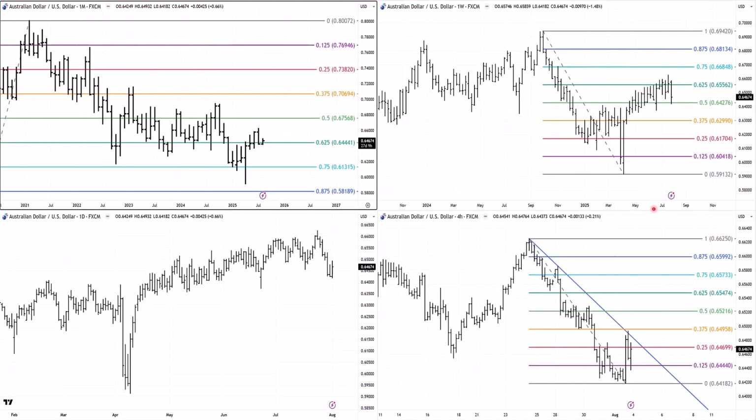If we look at the 4 charts side by side, the monthly and weekly up the top, and then the daily and the 4-hour down here, on the monthly chart, something very interesting happened last week, which is that we broke the low of last month's bar.